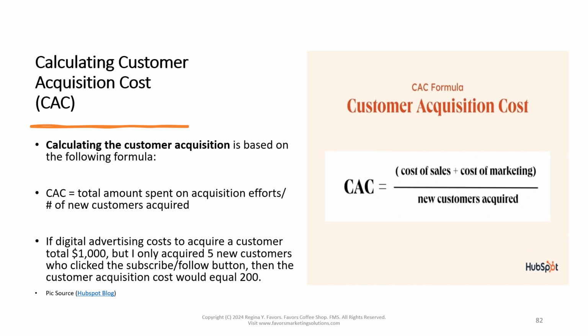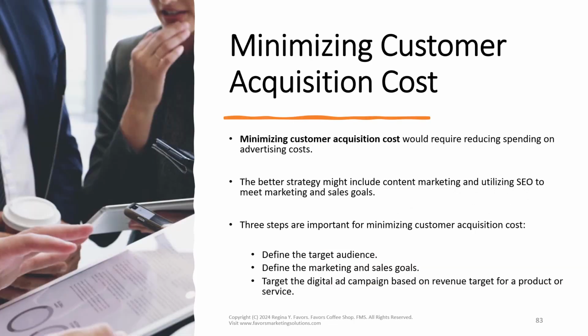So if digital advertising costs to acquire a customer total 1,000, but I only acquired 5 new customers who clicked the subscribe follow button, then the customer acquisition cost would equal 200. So the goal would be to minimize customer acquisition cost, and how to do that? Minimizing customer acquisition cost would require reducing spending on advertising costs. The better strategy might include content marketing, utilizing SEO to meet marketing and sales goals.